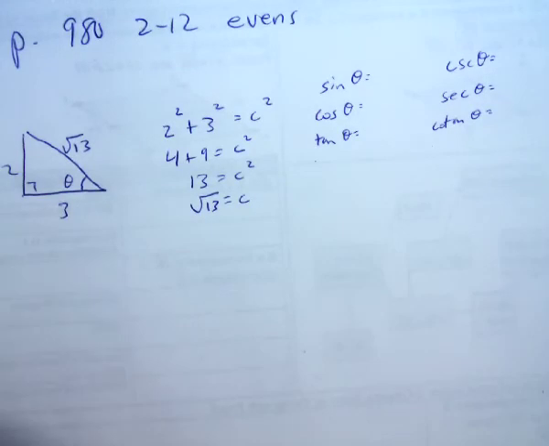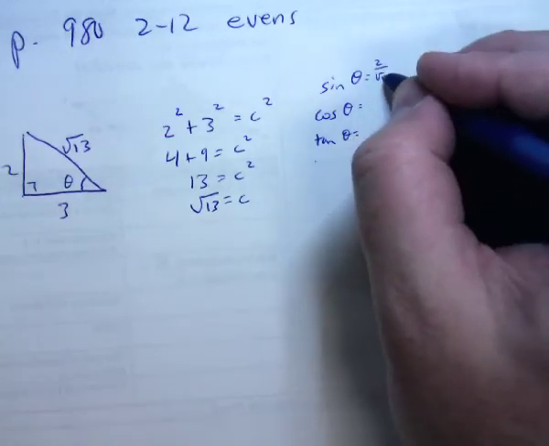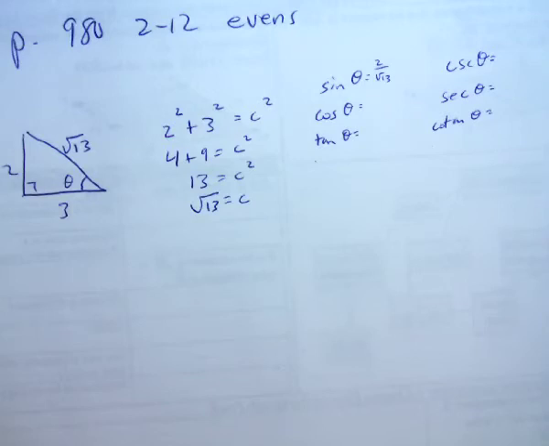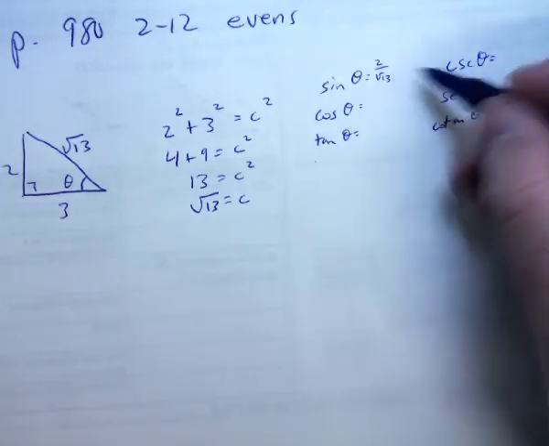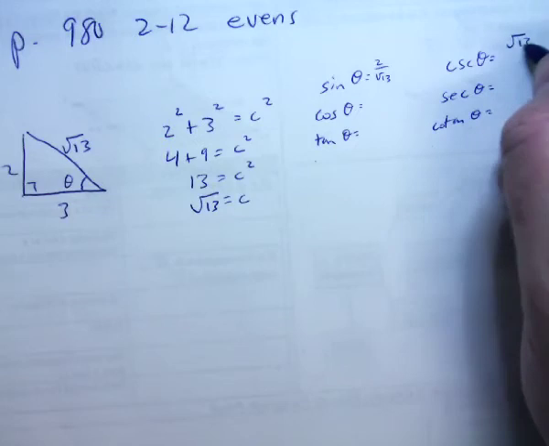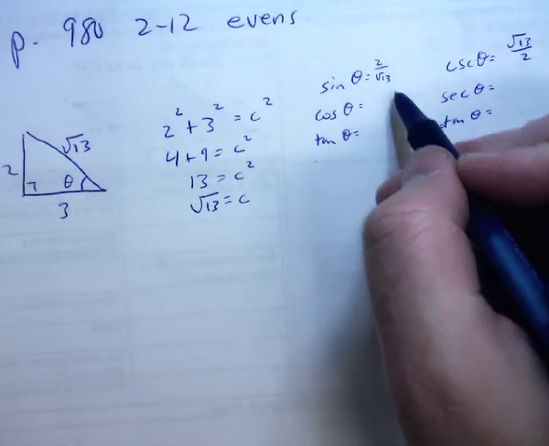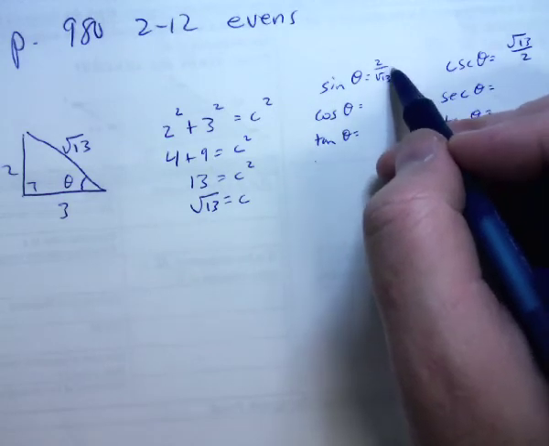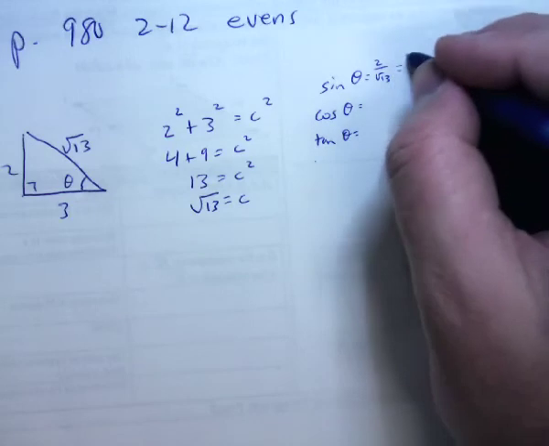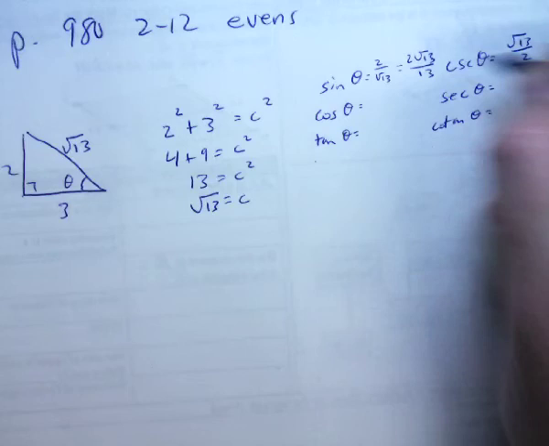Alright, sine is opposite over hypotenuse, which is 2 over root 13. Cosecant is just this flipped upside down, so it is the hypotenuse over the opposite. I don't want to keep the square root in the bottom here, so I'm going to multiply the top and the bottom by square root of 13. And so this is going to be 2 root 13 over 13.